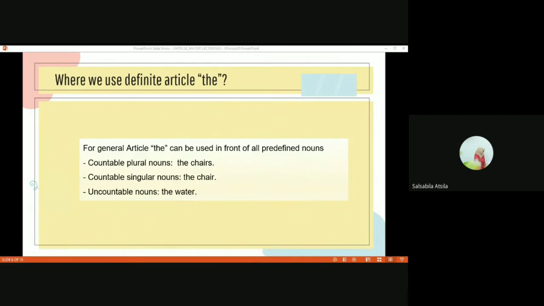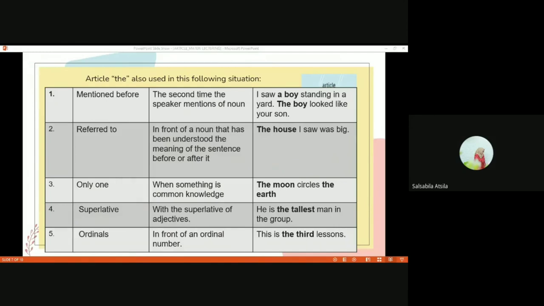Next. And then where do we use definite article the? For general use, the can be used in front of all predefined nouns: countable plural nouns, for example, the chairs; countable singular nouns, for example, the chair; and uncountable nouns, for example, the water. Next. But the article the is also used in the following situations. The first is mentioned before. The second time, the speaker mentions it. For example, I saw a boy standing in a yard. The boy looked like your son. We know in this second sentence, we use the because the first sentence has already mentioned it. So we know who the boy is.